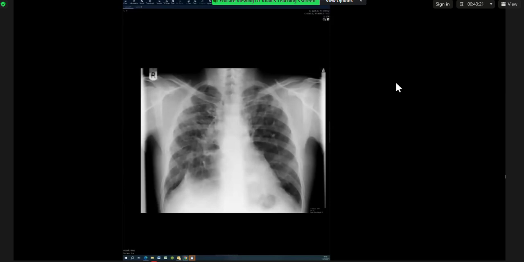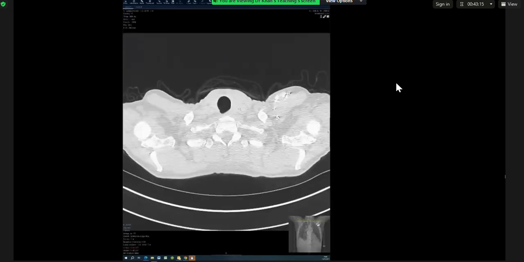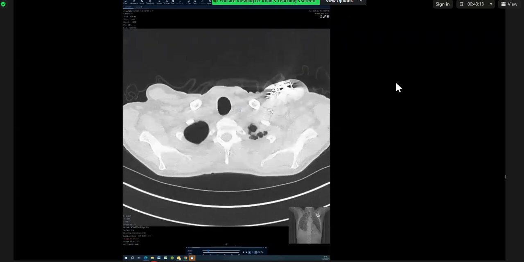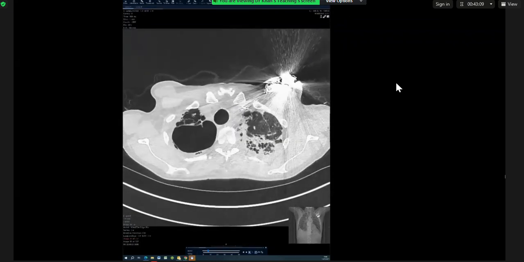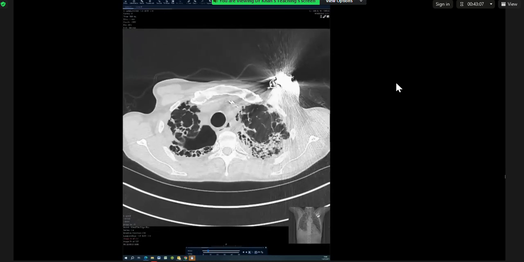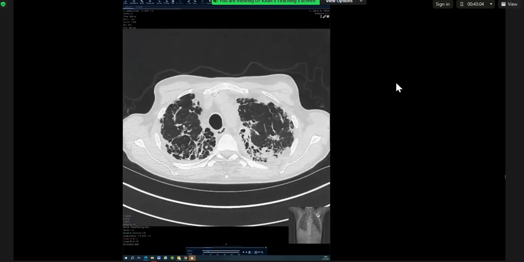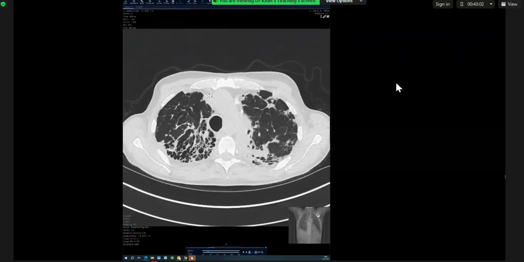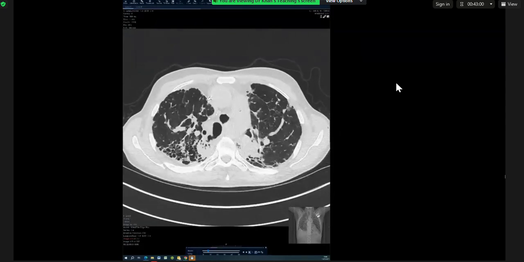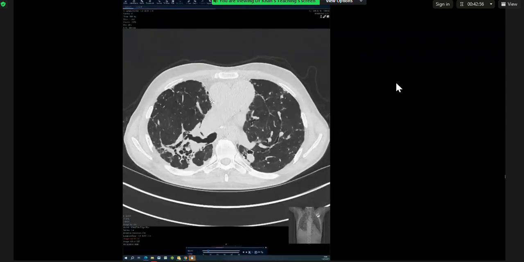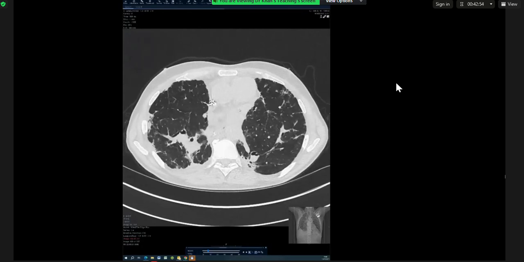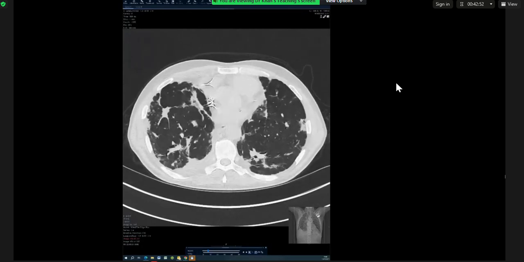So I'm going to give you the CT and see if you can narrow down. This is a high resolution CT thorax showing the bilateral mid and upper zone fibrotic changes, which are showing honeycombing changes. There's bronchiectasis and honeycombing changes.